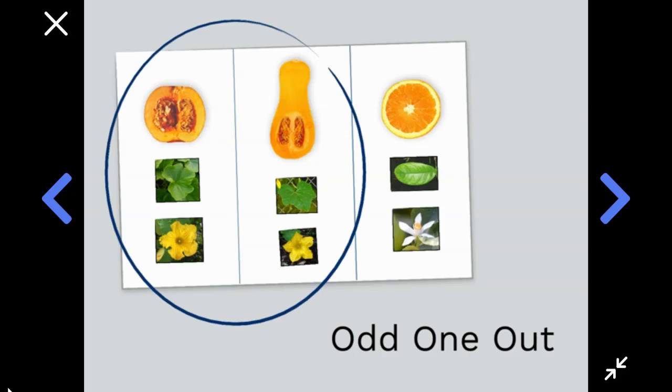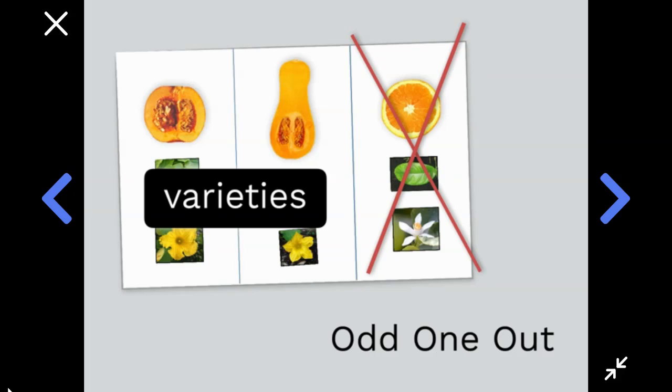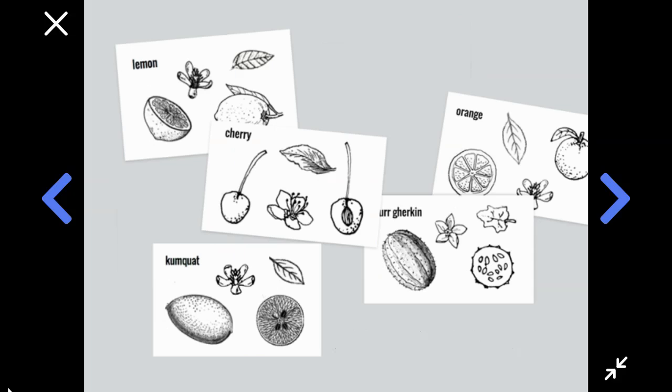The 2 that are alike are varieties of the same fruit. The one that's different isn't related. It's the odd one out. After you do a few rounds of this game, then you're going to play a matching card game. But I'll give you more details on that later. Are you ready? I'll show you what to do step by step.